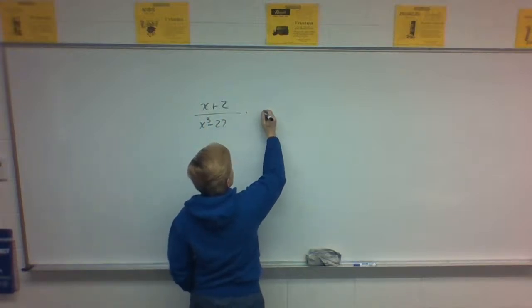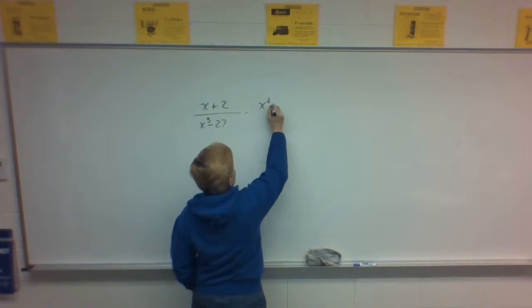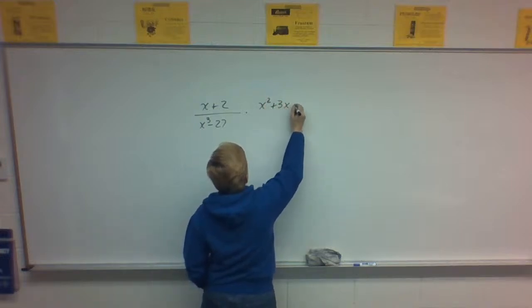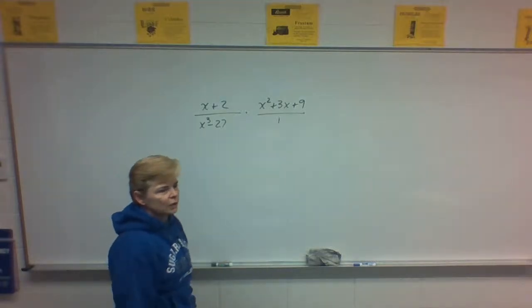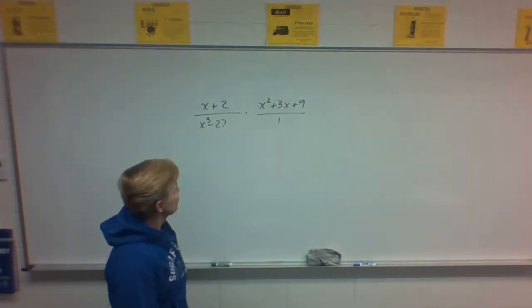Okay, go ahead, just go. x squared plus 3x plus 9. And that's over 1. That's understood. If there's no fraction to it, you just stick a 1 under the 1. It's a numerator. Okay? Start factoring.